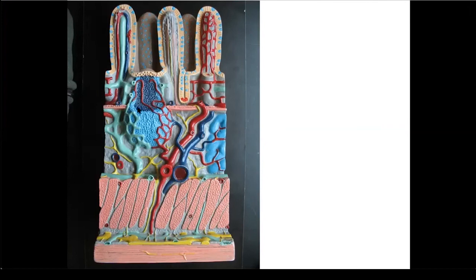This here is actually a Peyer's patch. Remember, that's part of your gullet. This layer is going to be the muscularis externa. In the small intestine, it consists of a circular inner layer of smooth muscles and an outer longitudinal layer of smooth muscles.